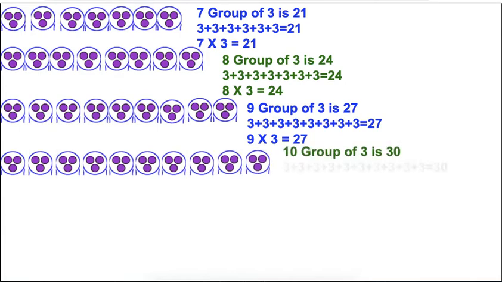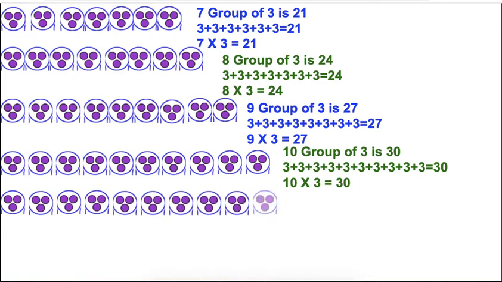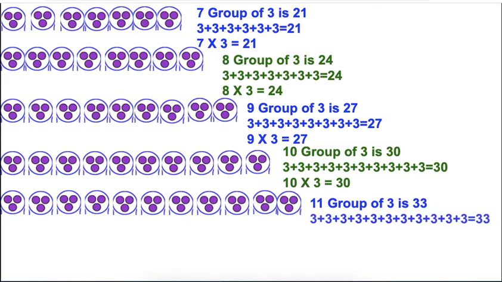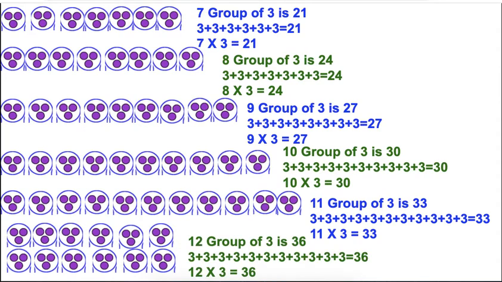10 groups of 3 is 30. There's the repeated addition, and 10 times 3 is 30. Then we have 11 groups of 3 is 33. Look at the long repeated addition at 33, and then 11 times 3. And lastly, we have 12 groups of 3 is 36, the repeated addition, and 12 times 3 is 36.